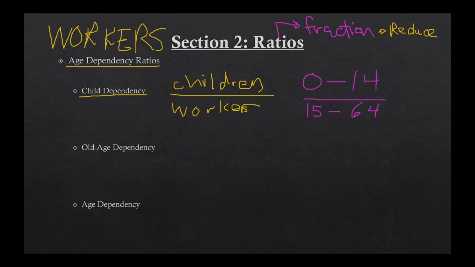All right, so now let's move down to the old age dependency ratio. I need a new color. Okay, so now we're talking about old people. So we have the oldies, and we always compare to the workers. Okay, so we already know the working class is 15 to 64.